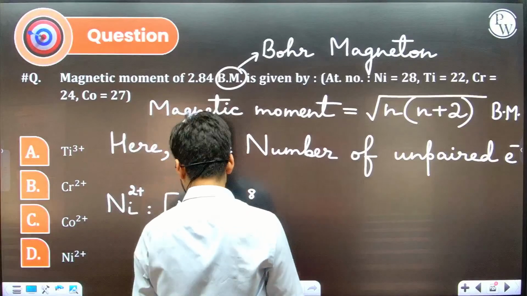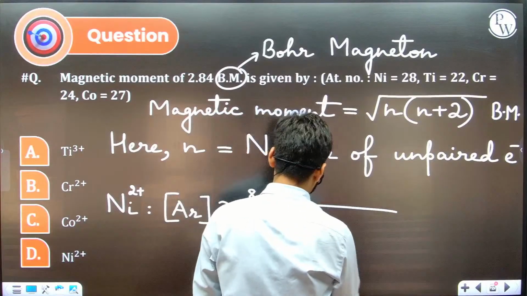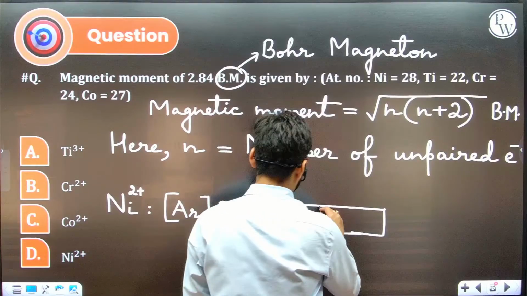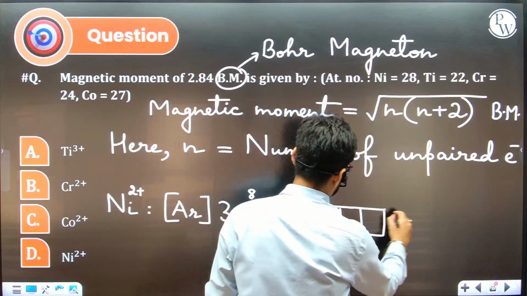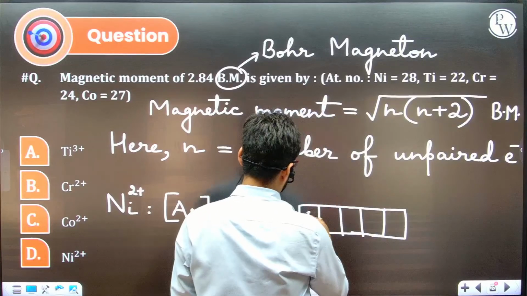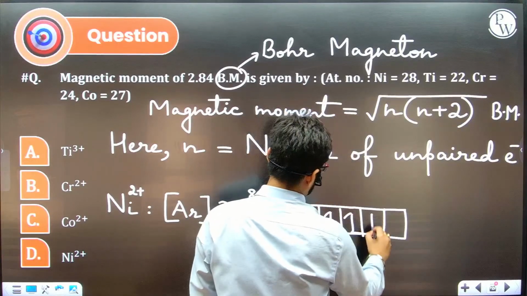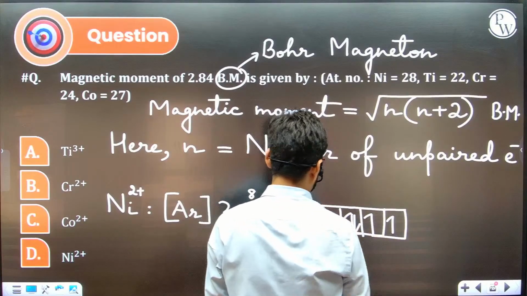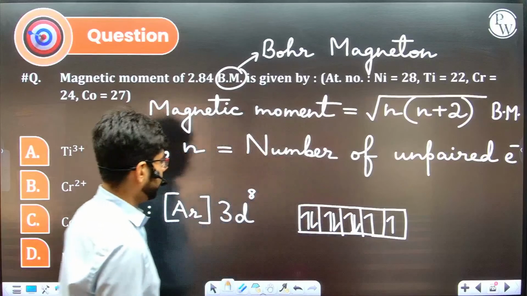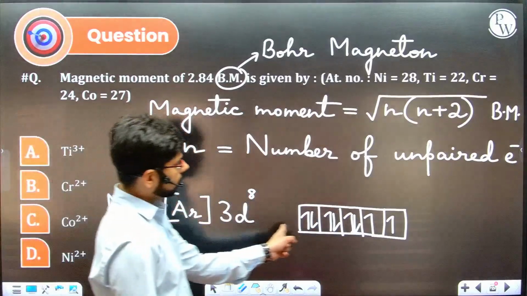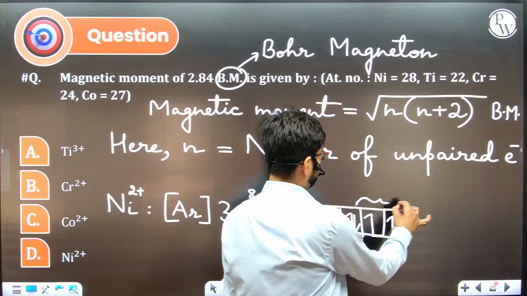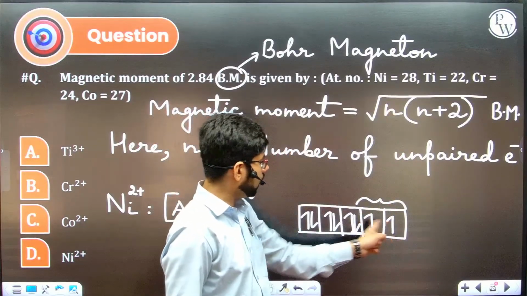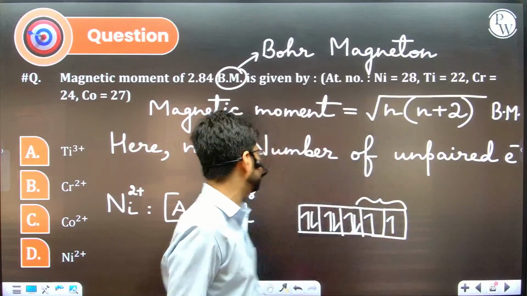Now for 3d8, let's draw the orbitals and find out the number of unpaired electrons. If you look at this arrangement, you will realize that these are the 2 unpaired electrons. Put n equal to 2 here because the number of unpaired electrons is 2. That means the value of n is 2 here.